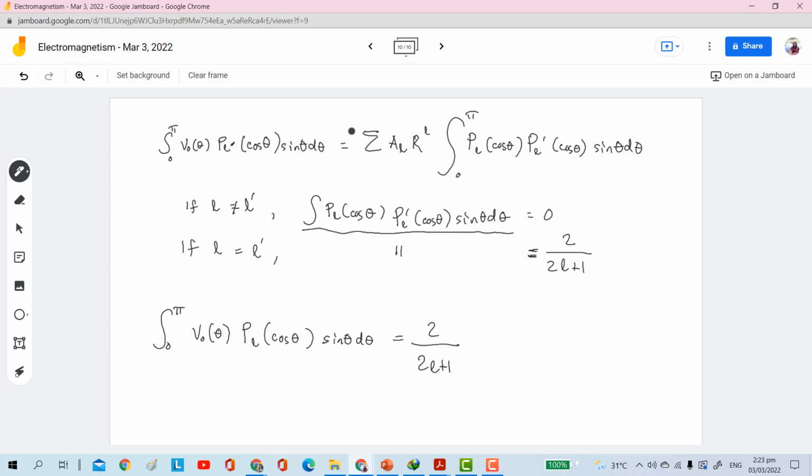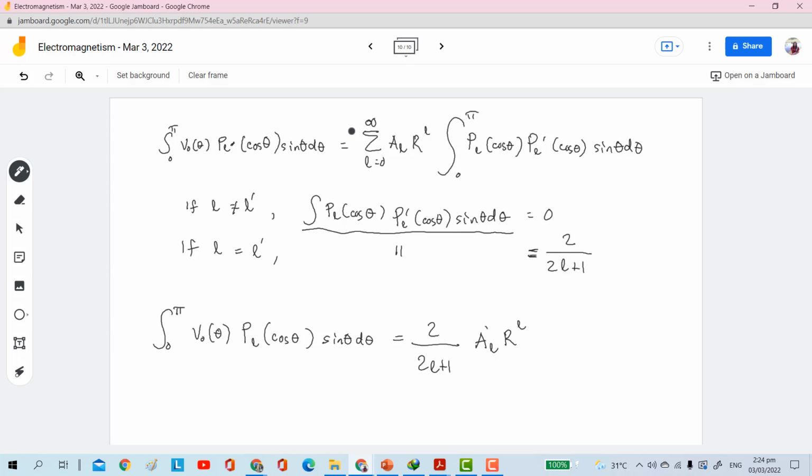And then we have the summation, or we can just remove the summation. Okay, we can remove the summation. So, you have A sub L multiplied by R to the L. Okay, so you have this one: 2 A sub L R to the L divided by 2L plus 1.